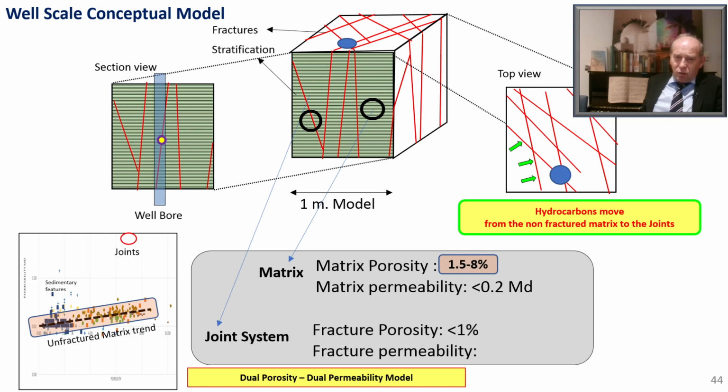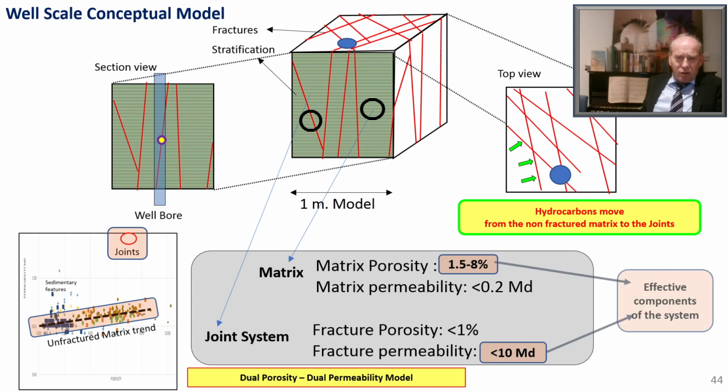Now, what we imagine, of course, is the matrix porosity between 1.5 and 8%. It constitutes the volume of the reservoir. On the other side, the fracture permeability constitutes the transmissivity for the reservoir. And together they are the effective properties of the reservoir.